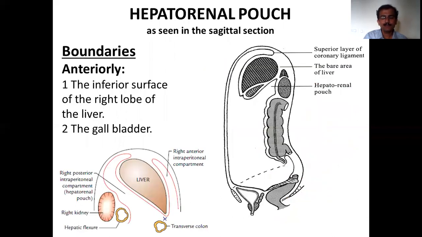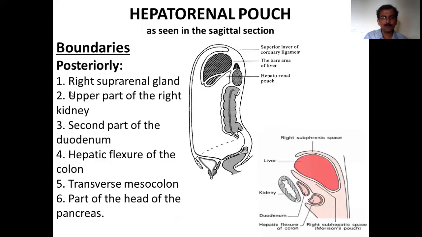So we'll study the boundaries of the hepatorenal pouch. Boundaries, anteriorly, you can see here, this is the hepatorenal pouch. This is the sagittal section of the peritoneal cavity where you can see the liver, the gallbladder, the kidney, suprarenal gland. This is the hepatic flexure. This is the peritoneal cavity. So anteriorly, the inferior surface of the right lobe of the liver and the gallbladder are the anterior relations. Here also you can see the liver anteriorly situated, and this is the Morrison's pouch, and behind is the kidney and the hepatic flexure.